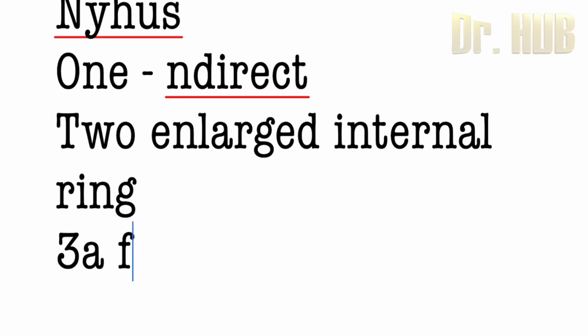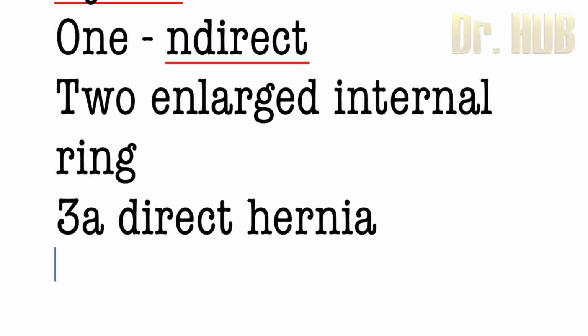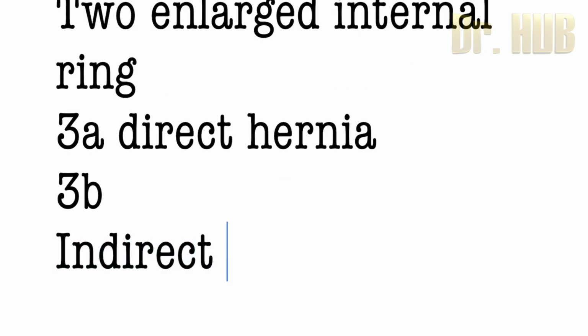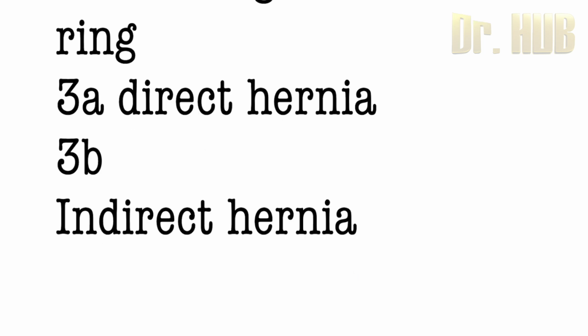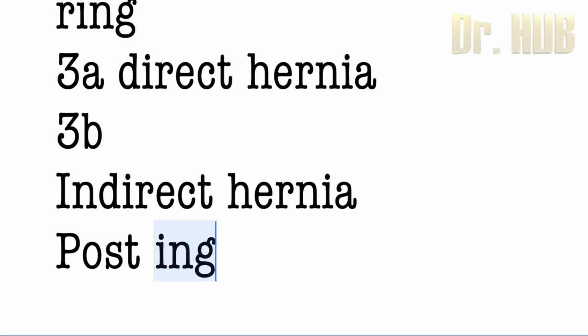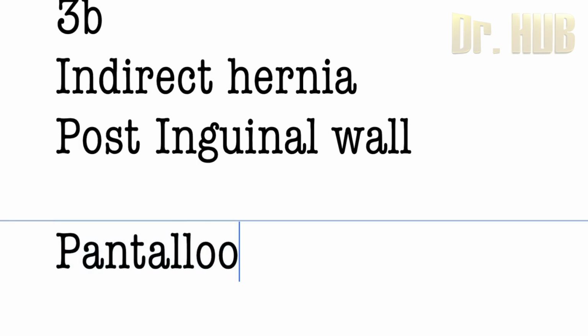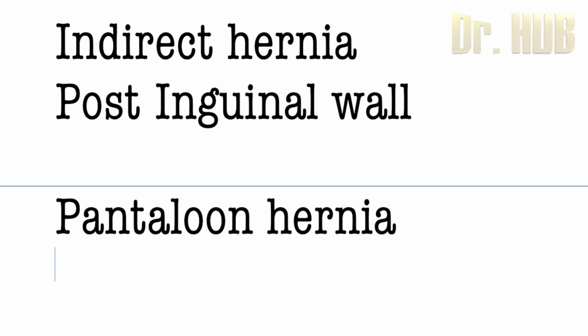Then comes 3A. So 3A means it's a direct hernia. Then comes 3B. So what is 3B? 3B means there's an indirect hernia. So 3A means a direct hernia, 3B means an indirect hernia, large enough to encroach upon the posterior inguinal wall, and it includes the sliding as well as the scrotal hernia and the pantaloon hernia. So all this comes under 3B.